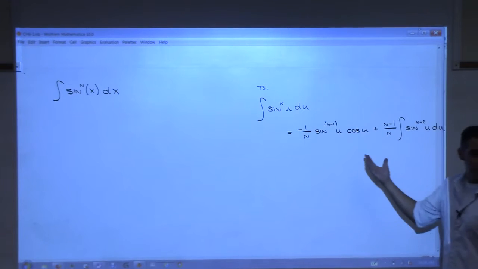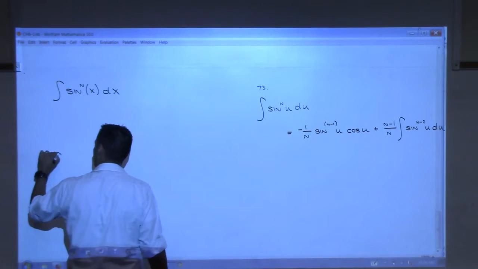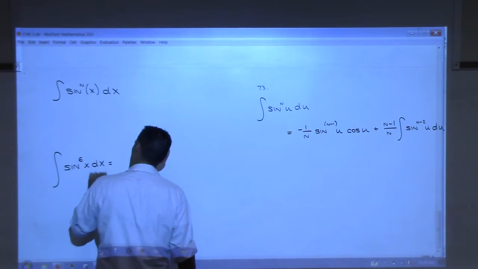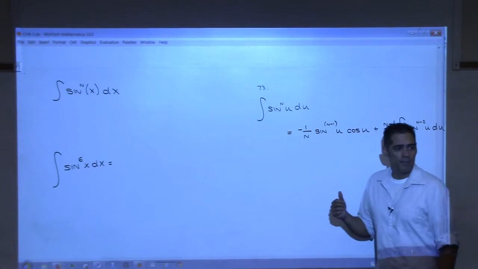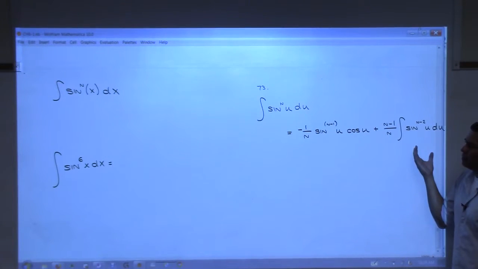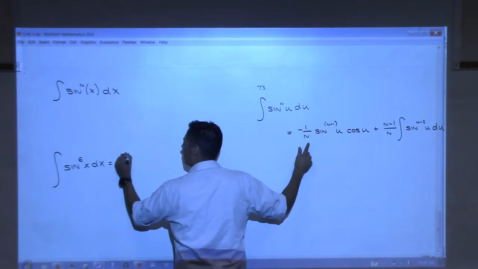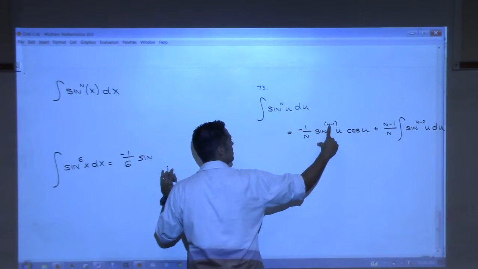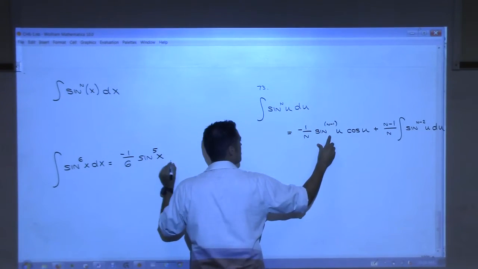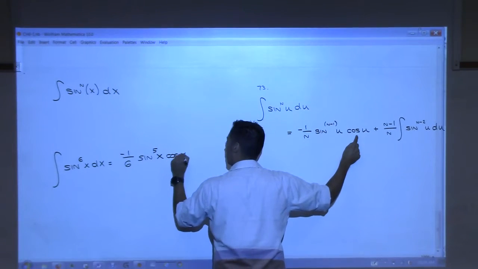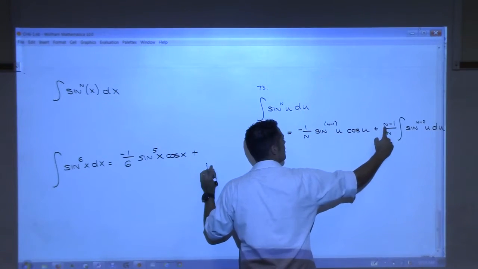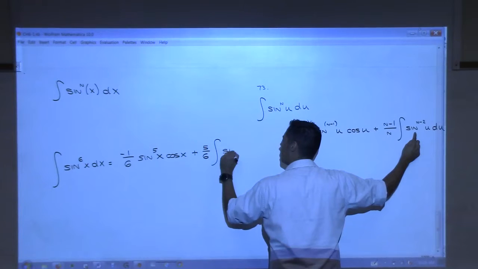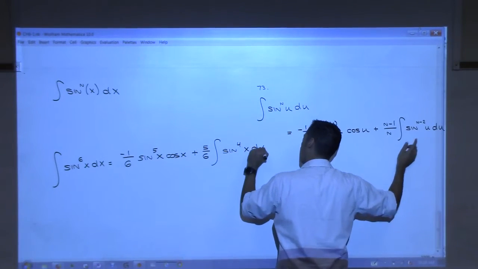So let me show you how the formula works. If I wanted to do the antiderivative of sine to the 6th power of x dx, then n is 6, right? And then all I do is just plug it into this formula. So it would become negative 1 over 6 sine to what power? 6 minus 1 is 5 of x cosine of x plus 5 over 6 integral of sine to the fourth x dx.